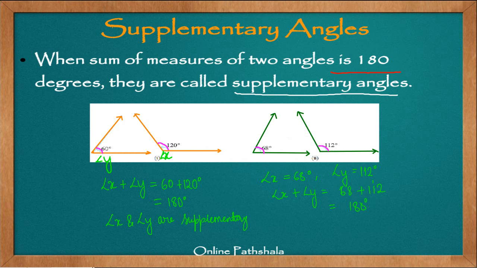So mathematically we can say that whenever angle X plus angle Y equals 180 degrees, the angles are known as supplementary angles. So angle X is known to be a supplement of angle Y, and similarly angle Y is known to be a supplement of angle X. That is how we would recognize them.